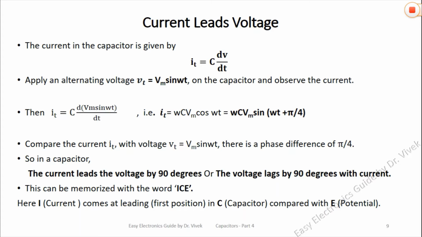When we compare the current in the capacitor with voltage, there is a phase difference of pi by 2. So in a capacitor, the current leads the voltage by 90 degrees, or the voltage lags the current by 90 degrees.